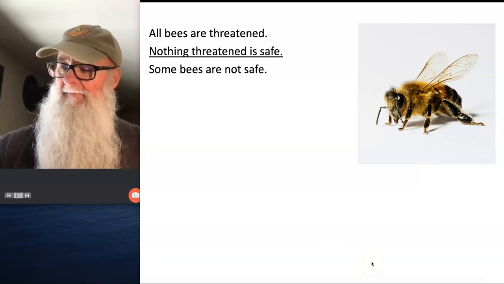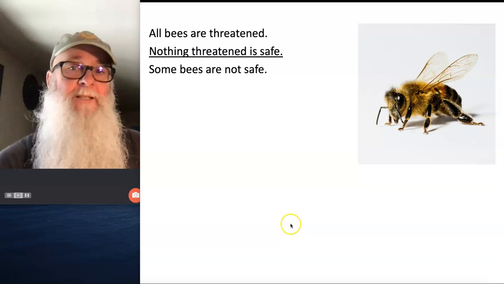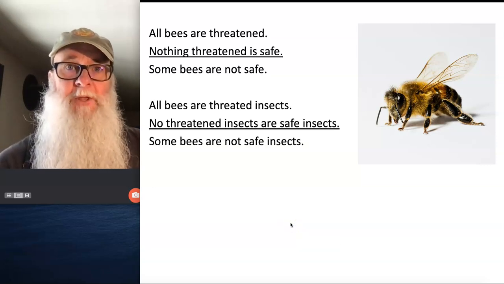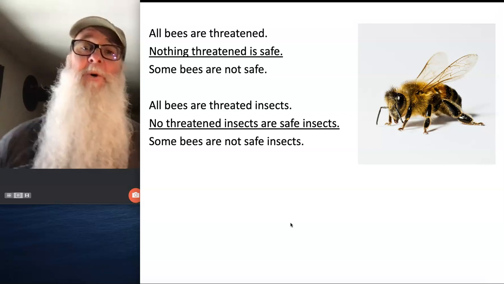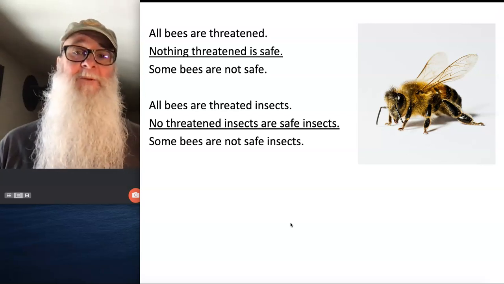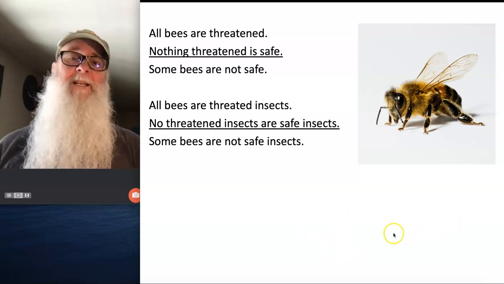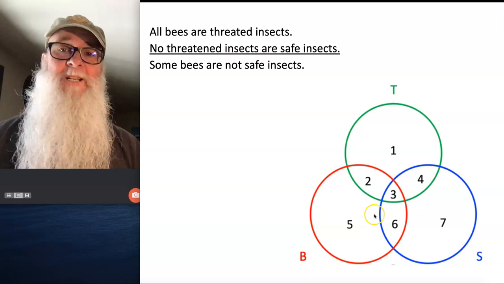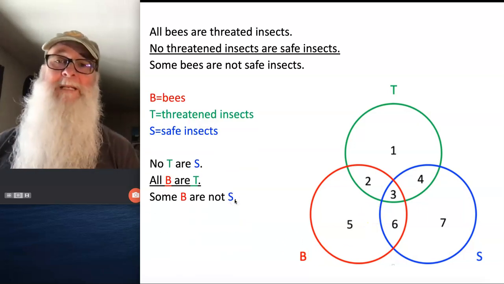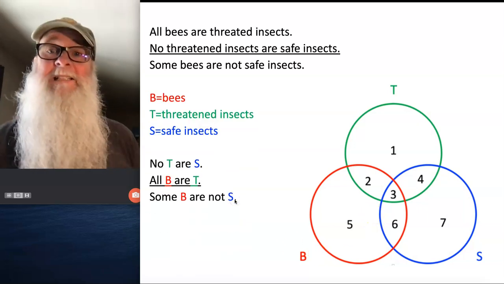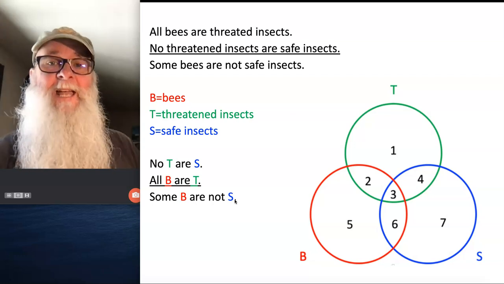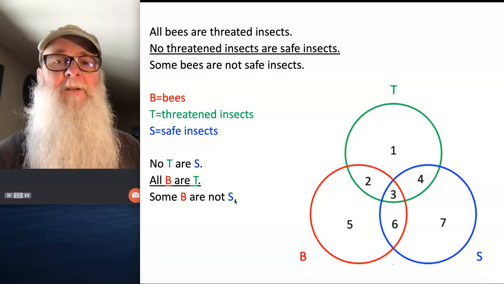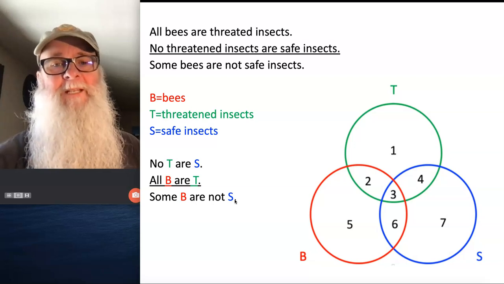All right. Fun stuff. Okay, here's how I translated this argument into standard form. All bees are threatened insects. No threatened insects are safe insects, therefore some bees are not safe insects. Next, we're going to move on to symbolically represent this argument, and we're going to do that by using B to represent bees, isn't that clever? T to represent threatened insects, S to represent safe insects, and now the argument becomes this. No T are S, all B are T, therefore some B are not S.